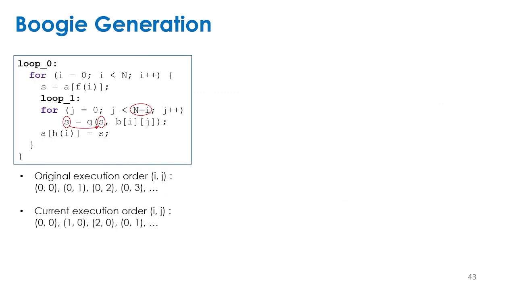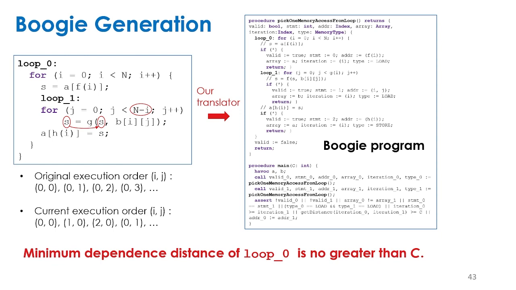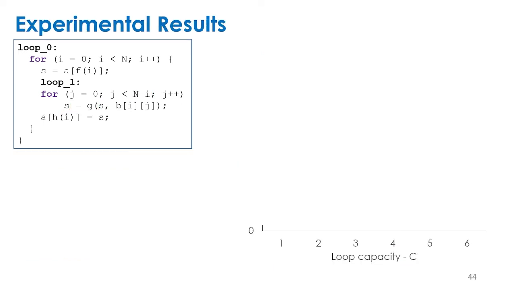For this example, if C consecutive outer loop iterations are executing in parallel, then these C iterations must not have any dependence. This means that the minimal dependence distance of the outer loop must be at least C. For this particular example, our tool translates the input program into a Boogie program. Here we don't need to look into the details of the Boogie program. The Boogie verifier automatically finds that the specification always holds for any C no greater than 6. This leads to 6 design points for these Cs.